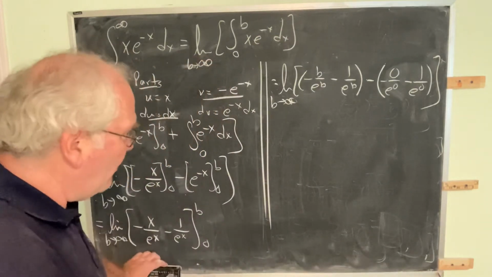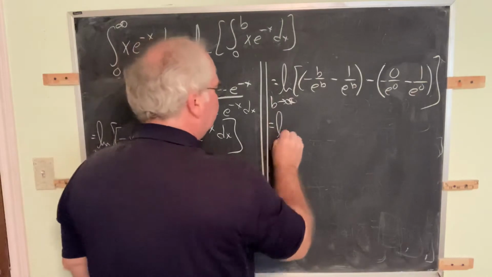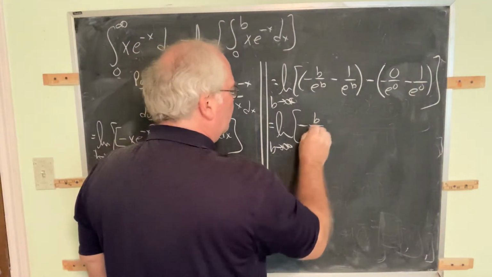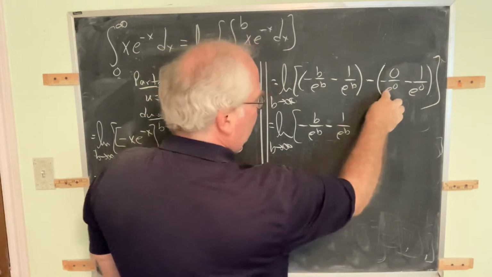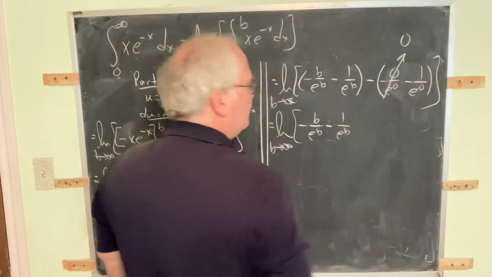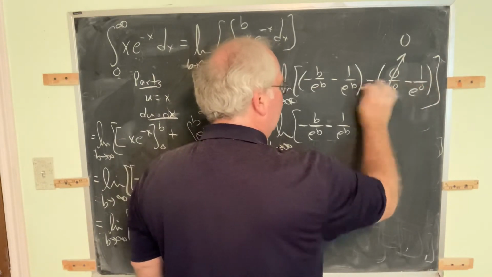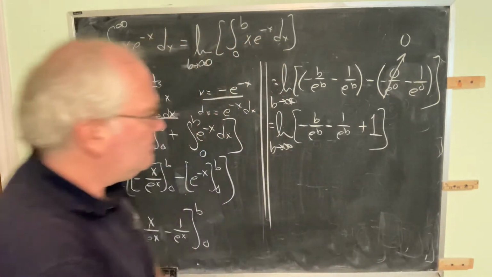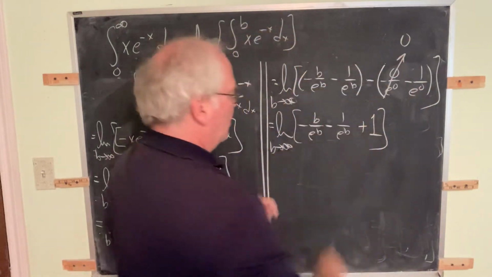So what do we have out of all that? I'm going to simplify this just a little bit here before I worry about this limit. This is still negative b over e to the b minus 1 over e to the b. But what is this? 0 divided by 1 is 0, so that's 0. This is e to the 0 is 1, so this is 1 minus negative. This is plus 1. All right? Minus negative 1 over e to the 0, that's 1.